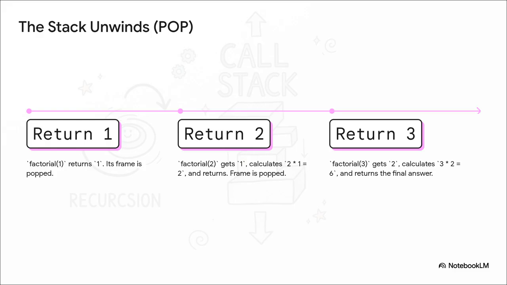Factorial 1 knows the answer is 1, so it returns that value, and it's popped off the stack. Control goes back to factorial 2, which was patiently waiting. It can now finish its job. 2 times the 1 it just got back, it returns 2, and its plate is popped. Finally, we're back where we started. Factorial 3 gets the 2, calculates 3 times 2, and returns our final answer.